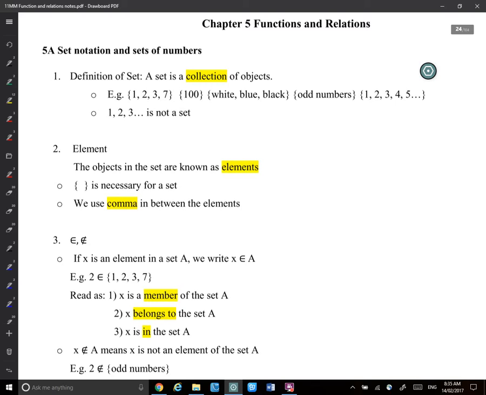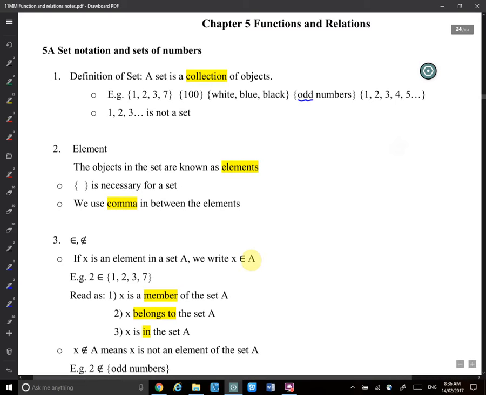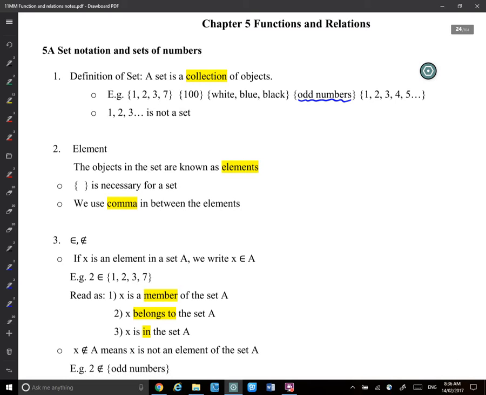So for example, 1, 2, 3, 7 is a collection of numbers. A collection of 100, which is a collection of one number, is also a set. And it can not only collect numbers, it can also collect colors, like white, black, blue. That's a set of colors. And you can also put descriptions inside. It's a collection of all the odd numbers. Because there are infinitely many numbers inside, I can use a description to talk about the set. And I can say 1, 2, 3, 4, 5, dot, dot, dot. You know that's talking about all the natural numbers for the set.